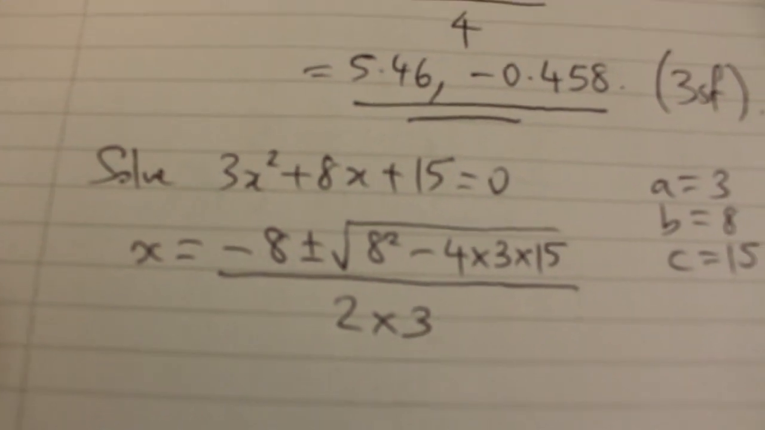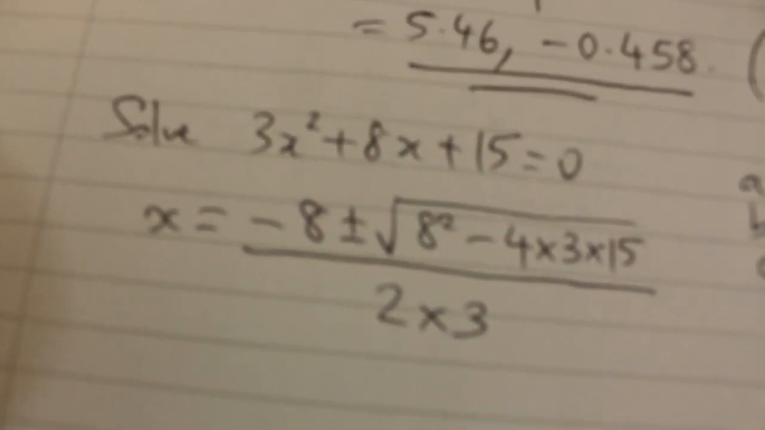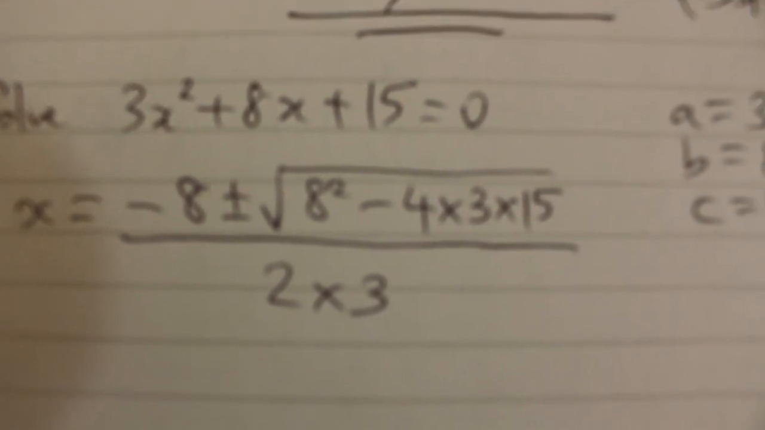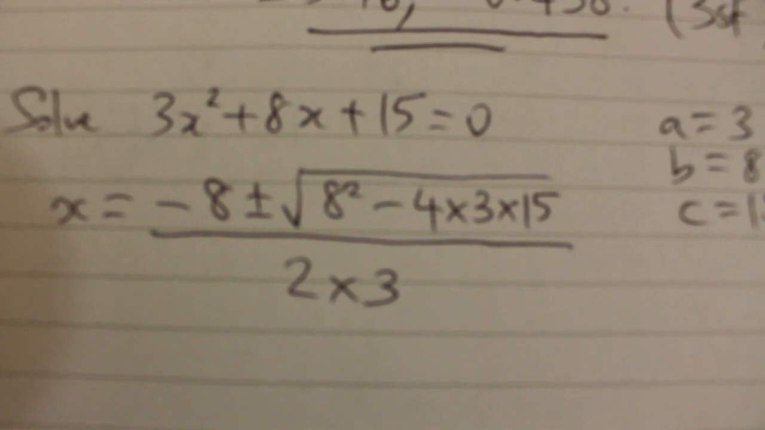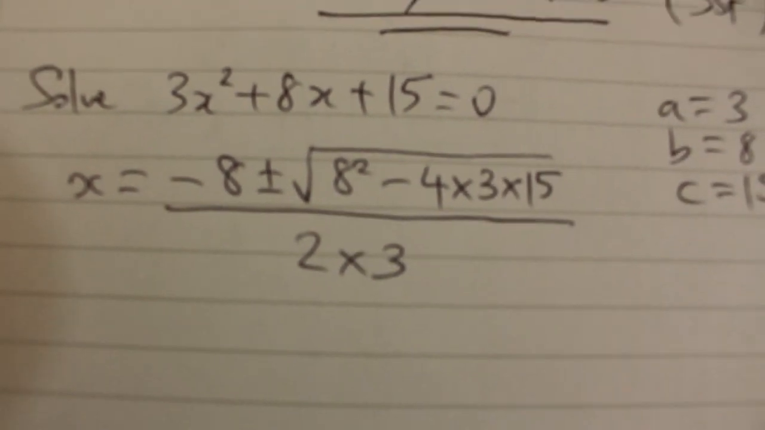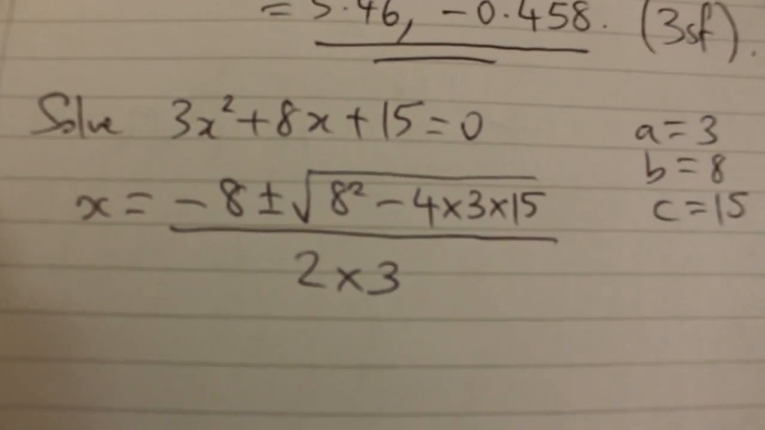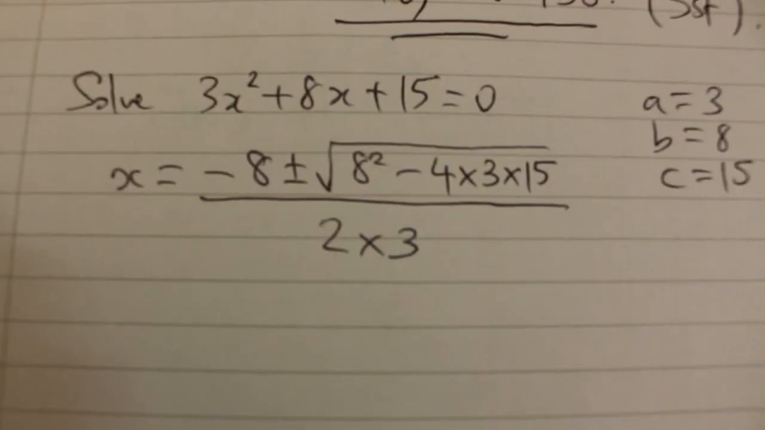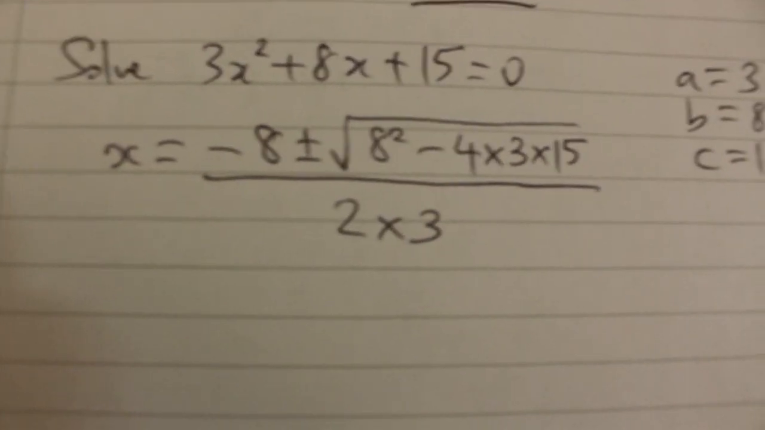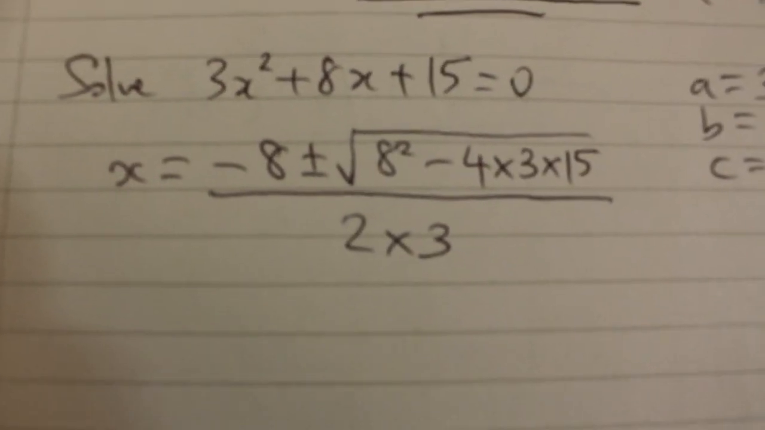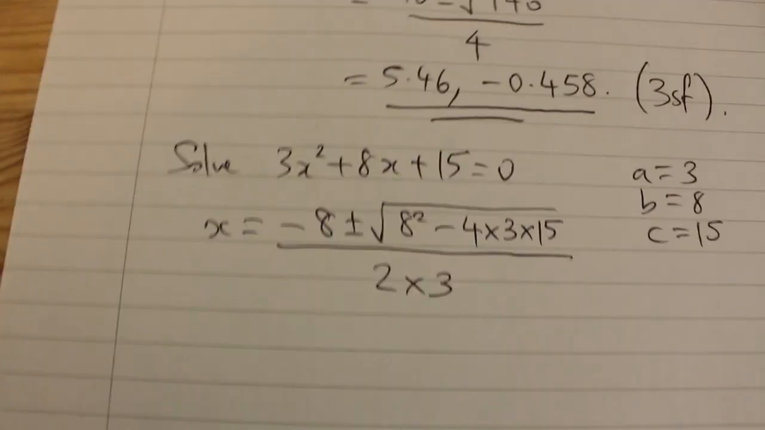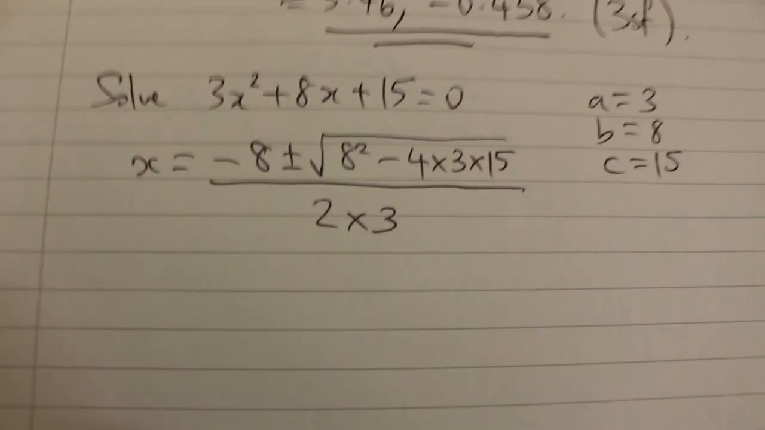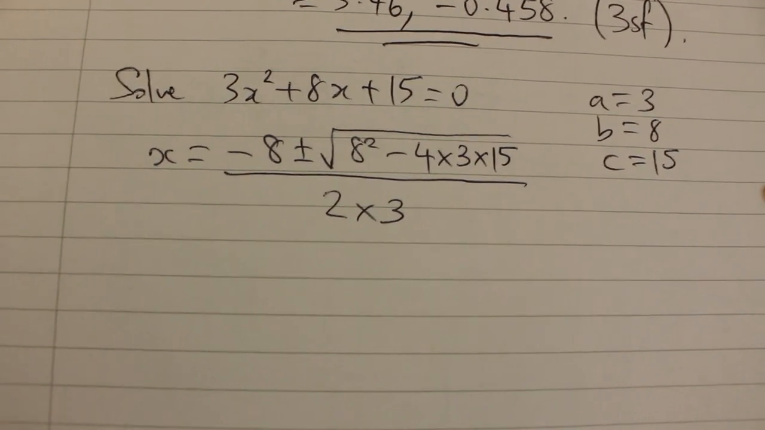So hopefully you can see the problem is this thing inside the square root. 8 squared minus 4 times 3 times 15. So let's see. That's something like minus 116, isn't it? So the problem is this is a negative number inside the square root. So here the formula doesn't work because you can't take the square root of a negative number.